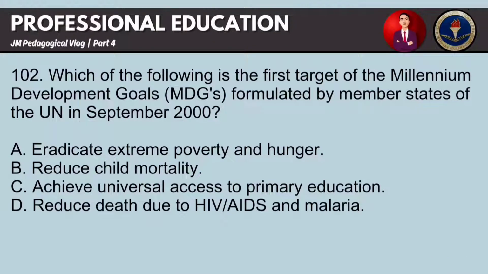Which of the following is the first target of the Millennium Development Goals (MDGs) formulated by member states of the UN in September 2000? A. Eradicate extreme poverty and hunger. B. Reduce child mortality. C. Achieve universal access to primary education. D. Reduce death due to HIV, AIDS and malaria. A. Eradicate extreme poverty and hunger.